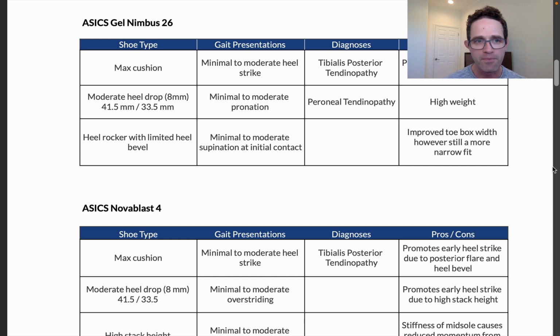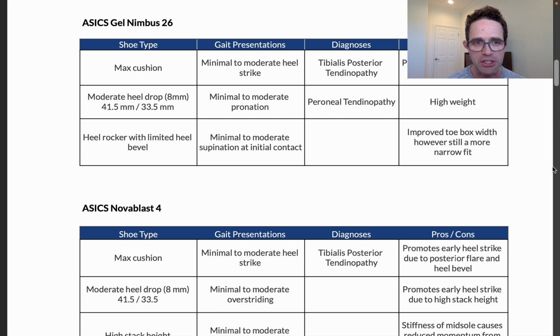We also would see minimal to moderate pronation would be appropriate here, with some of that heel rocker and heel bevel guiding the patient towards the midfoot. So it helps to get rid of some of that pronation potentially. And minimal to moderate supination at initial contact, because we are guiding that foot in that sagittal plane forward.